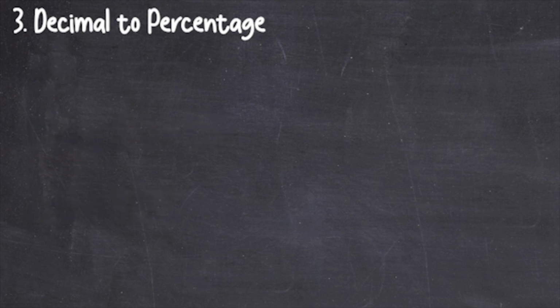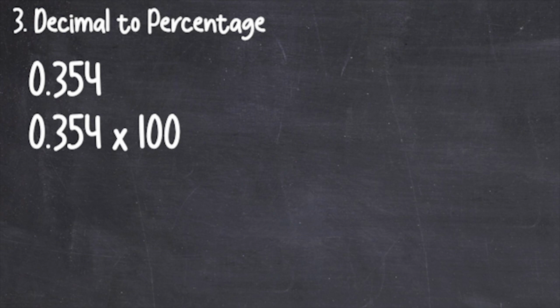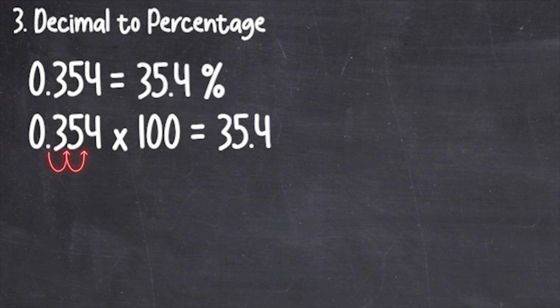Now, try to write 0.354 as a percent. Multiply 0.354 by 100 by moving the decimal point 2 places to the right. Doing that, 0.354 becomes 35.4. So the corresponding percentage is 35.4%.